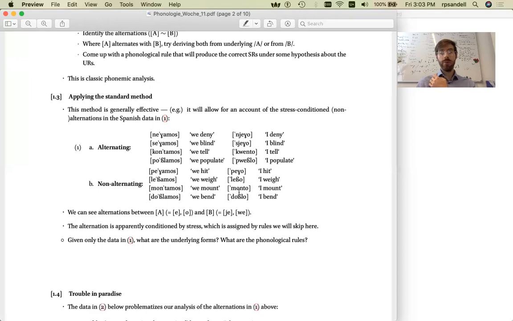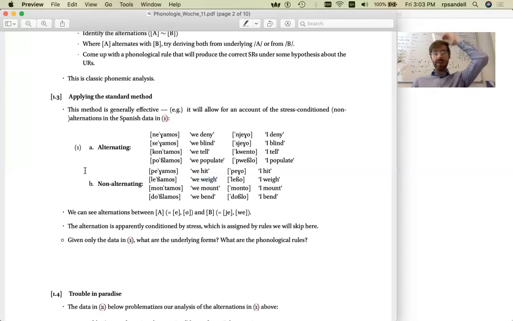Poblamos, contrasting with pueblo. So in these cases, it looks like the stress is responsible for the difference between a monophthong and a falling diphthong. However, there are other verbs that don't show this alternation at all, where the vowel remains a monophthong all the time. So the verb for hit, pegar, has pegamos, pego, and llevamos, llevo, the verb for carry.